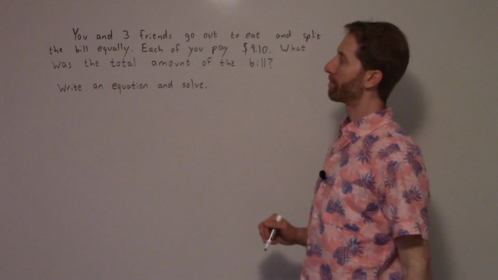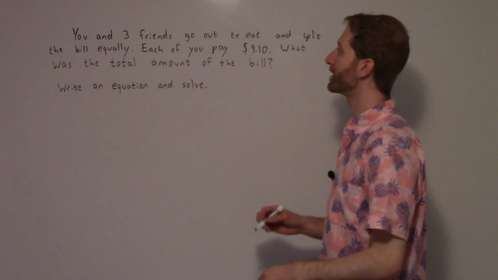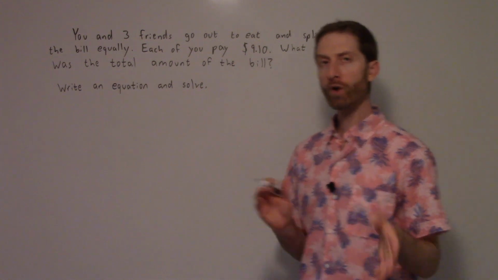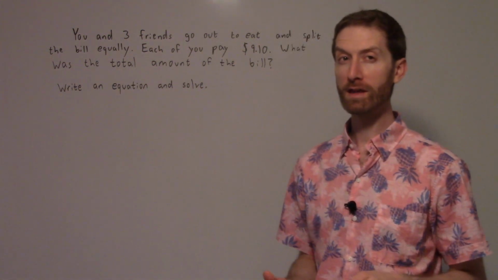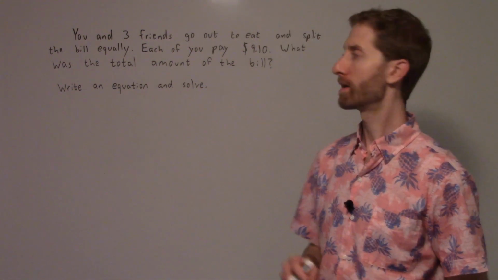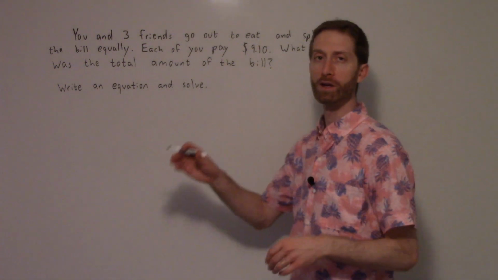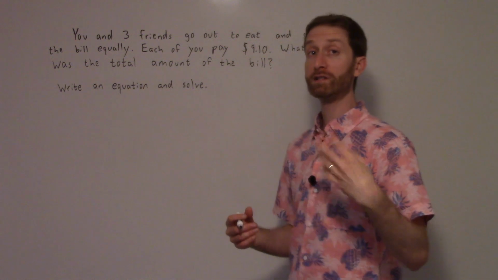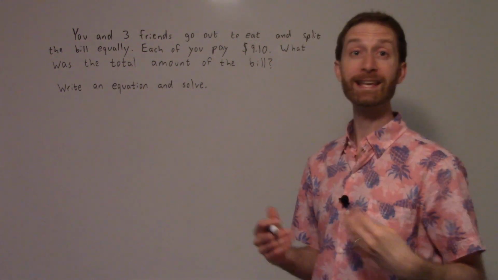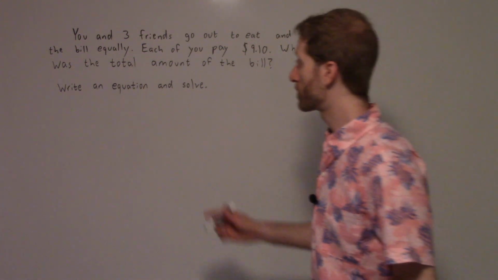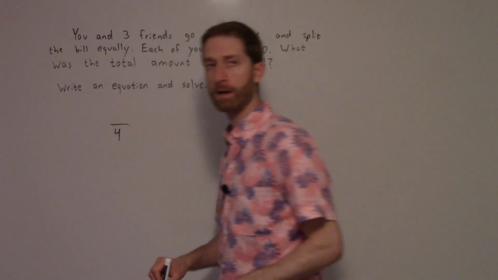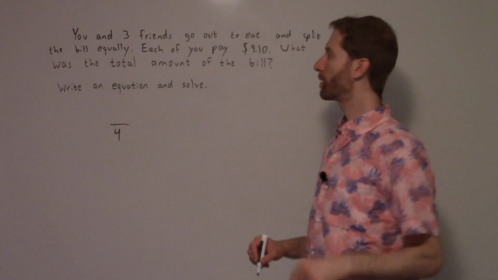So this word problem says, you and 3 friends go out to eat and split the bill equally. So to me, right away, before I do much of anything, I'm going to translate that first sentence. If I'm splitting the bill equally between myself and 3 other friends, I'm splitting it 4 ways. Splitting it equally 4 ways is the definition of division. So I'm going to just kind of start out with over 4, right? That's the division of the split equally 4 ways.